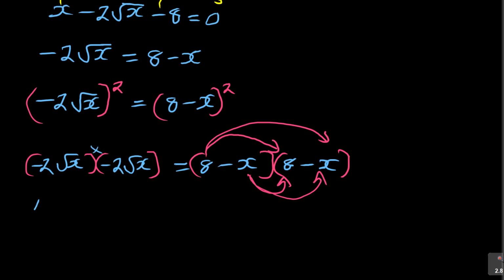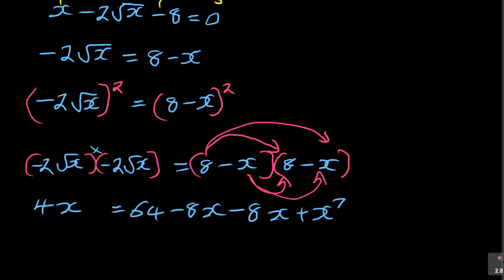Negative 2 times negative 2 is positive 4. Square root of x times square root of x, it's x. You see now where the whole thing was. So like that is equal to, that's where you say 8 times 8. Please, it's not 16. 8 times 8 is 64. 8 times negative x is negative 8x there. Negative x times negative x is positive x squared. See that?